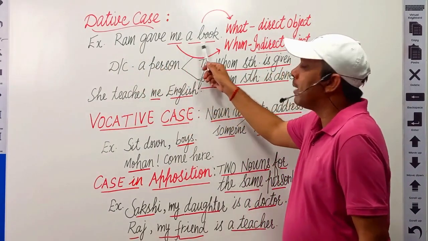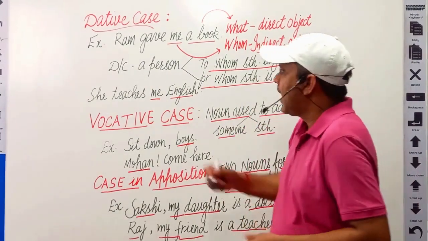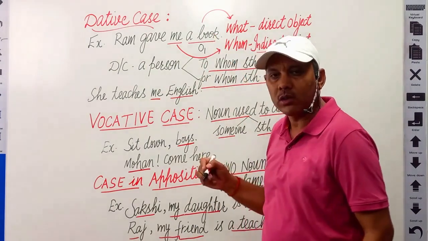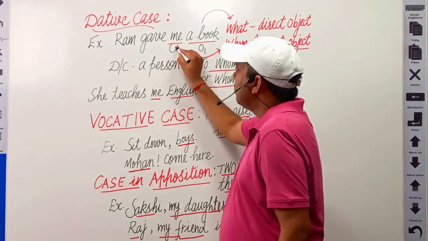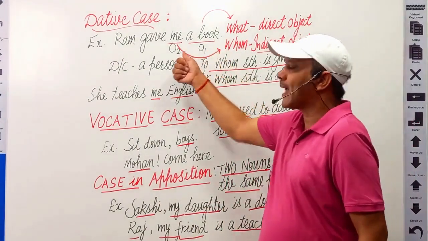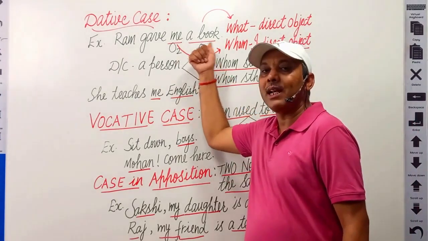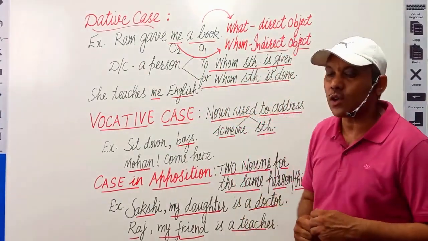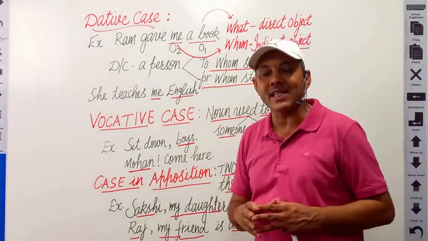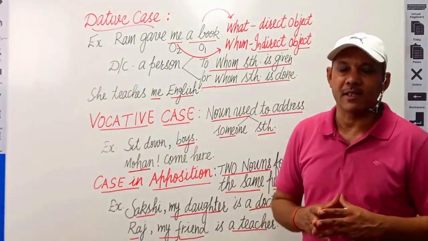Ram gave me a book. This sentence has two objects. Ram gave me a book. Object 1, a book. And to whom, to me, it is object 2. First object, second object. We have discussed these double object sentences in case of voice also. There we changed them into passive voice with the help of both the objects in this sentence.